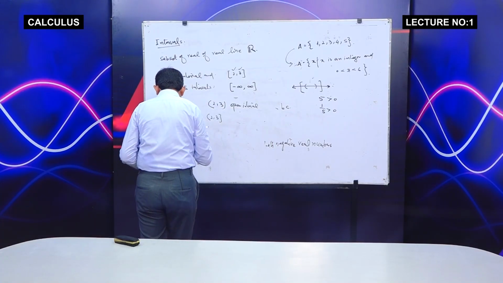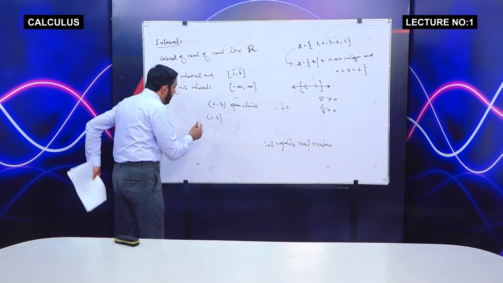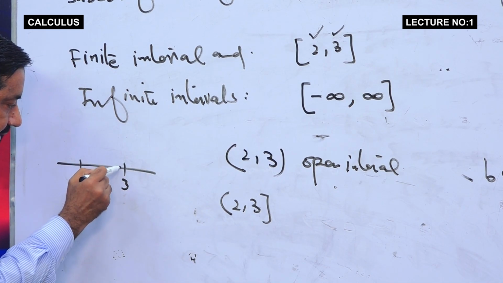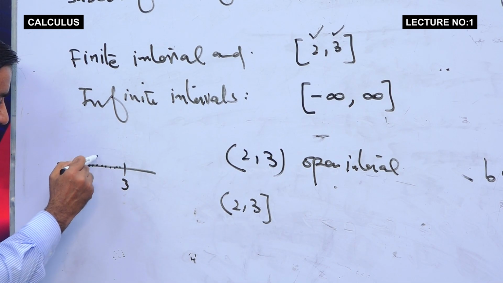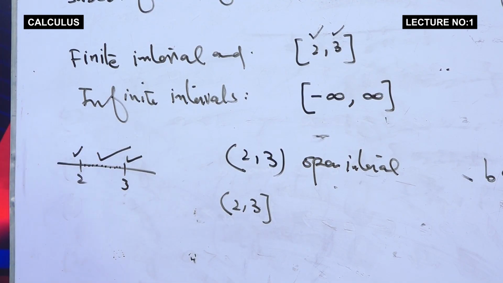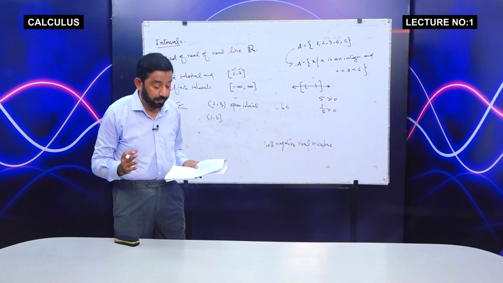Inside the interval, this is included, okay. So all other points between 2 and 3 are called the interior points, and these are called the end points or boundary points.